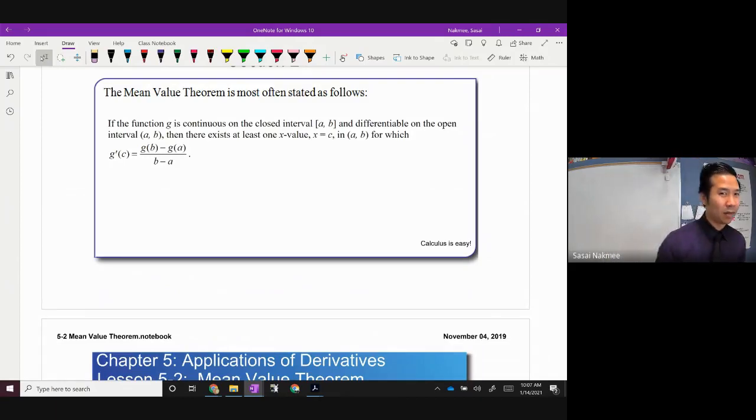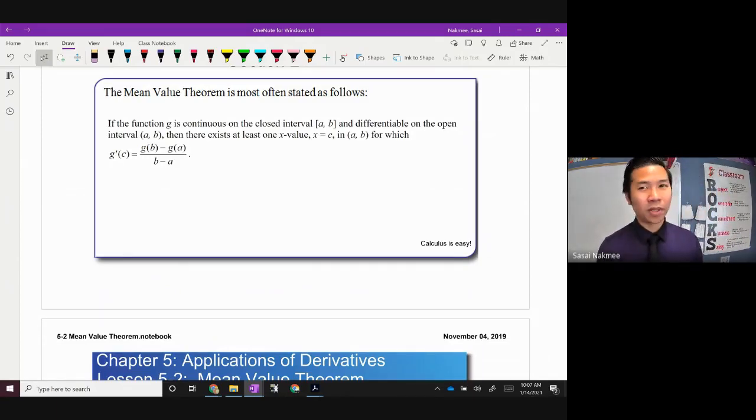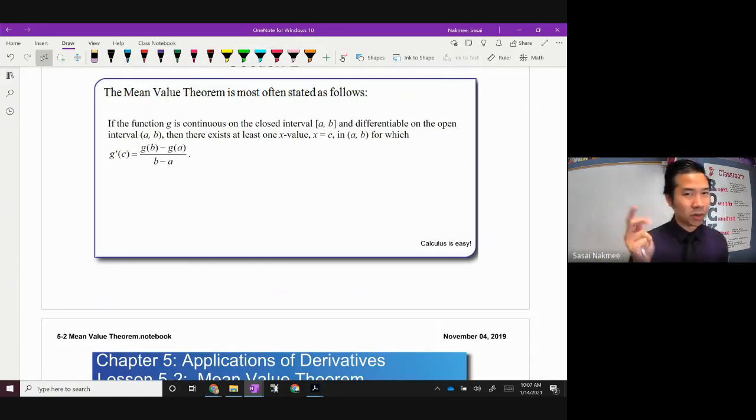And what is that point? What's the importance of that point? The importance of that point is just basically that the derivative at that specific point equals the slope of the secant line of the endpoints.